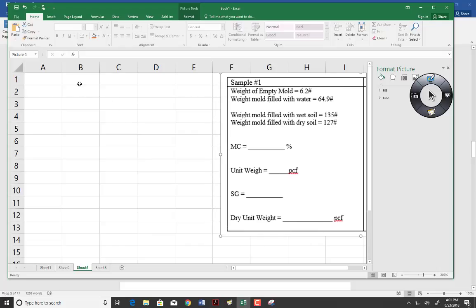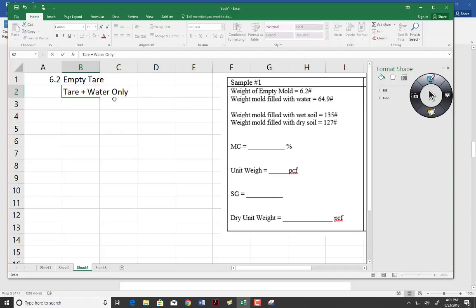So, my empty tare is 6.2 pounds. My tare filled with water only is equal to 64.9 pounds, right? Yes. So my water only is going to be equal to 58.7 pounds. My unit weight of water is equal to what? 62.4 pounds per cubic foot, correct?